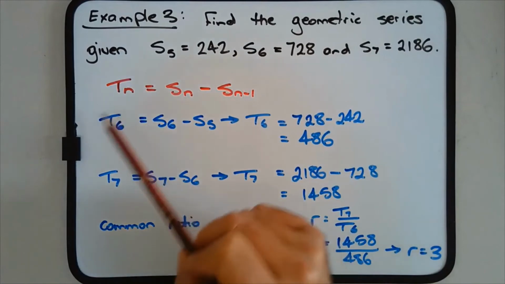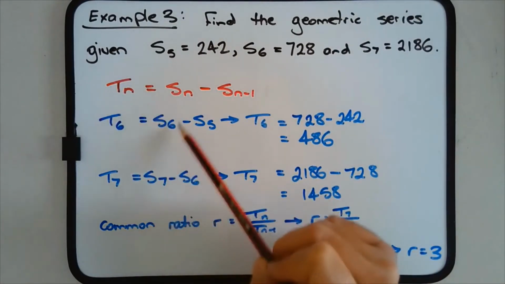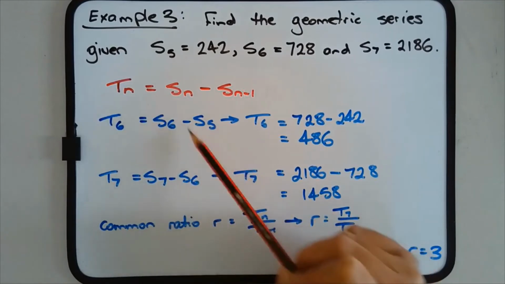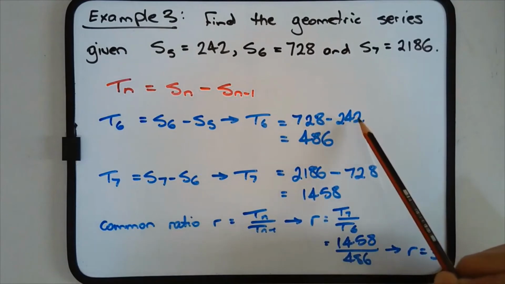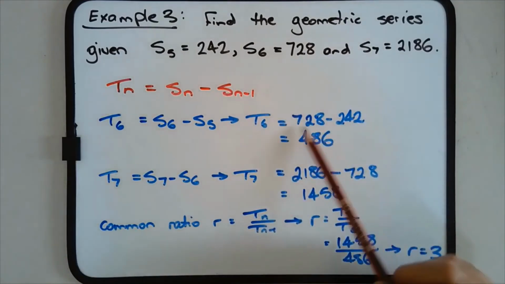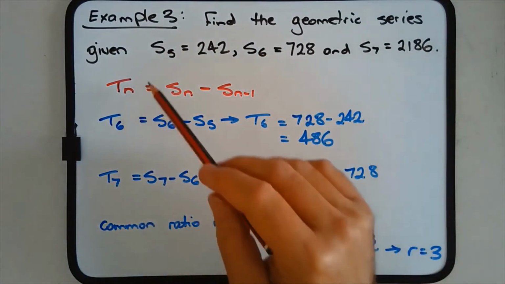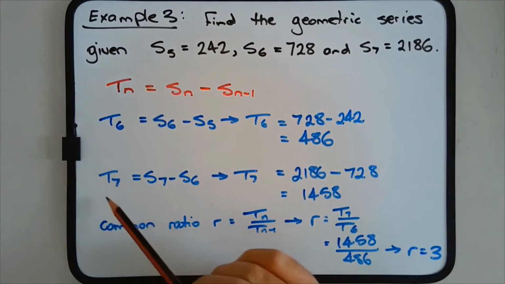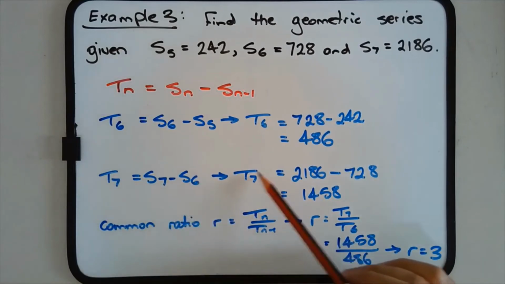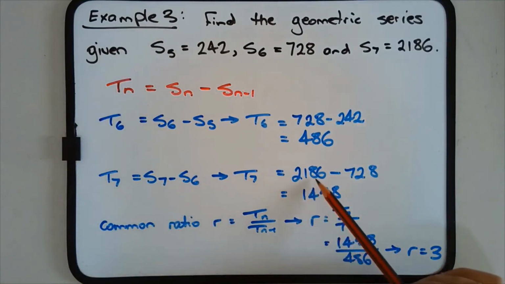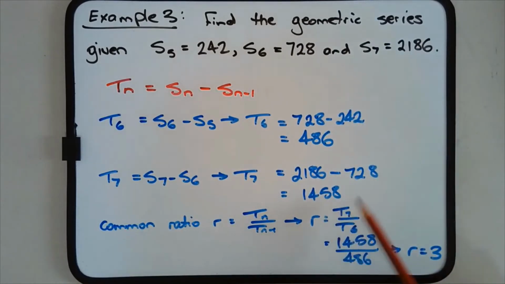So we can find the 6th term using this rule, and the 6th term is equal to the sum of the first 6 terms minus the sum of the first 5 terms. So T6 is equal to 728 minus 242, and that equals 486. Using the same idea, we can find the 7th term. So T7 is equal to S7 minus S6. T7 is equal to 2,186 minus 728, and that equals 1,458.